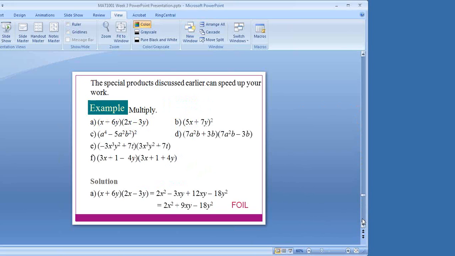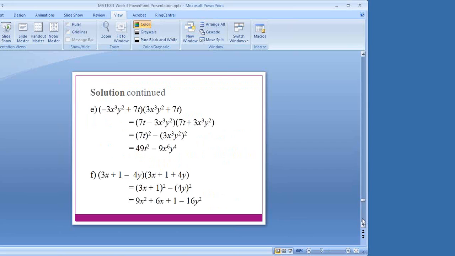All right, so a review. What can we use FOIL with? We can use FOIL for A, B, because that means (5x + 7y)(5x + 7y). We can use FOIL for C, same reason. We can use FOIL for D. We can use FOIL for E, but we can't use FOIL for F. So for F, we would have to multiply each term inside the first set of parentheses by each term inside the second set of parentheses, and then combine like terms. So all of those are worked out here.